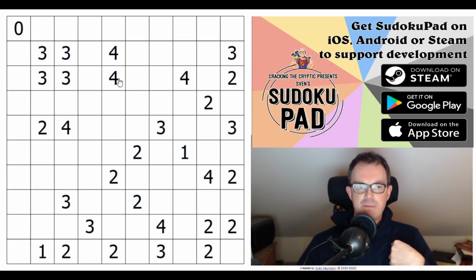We could see that immediately from the 4s in the grid, because a 4 in a classic Slitherlink would create a loop like this, and I'm guessing we've got to create a much bigger loop for this puzzle. Why don't I read you the rules?